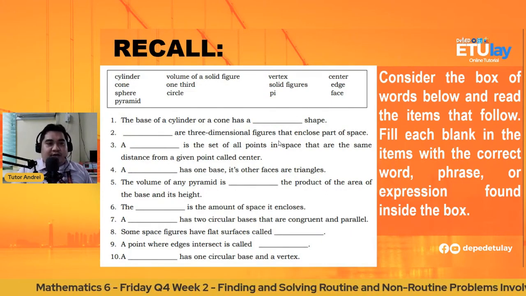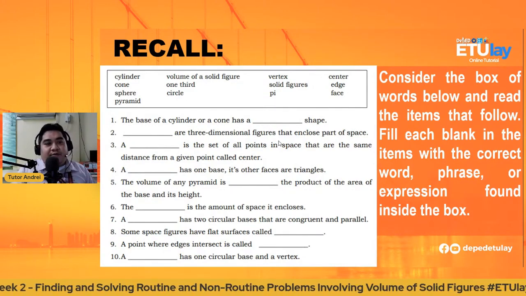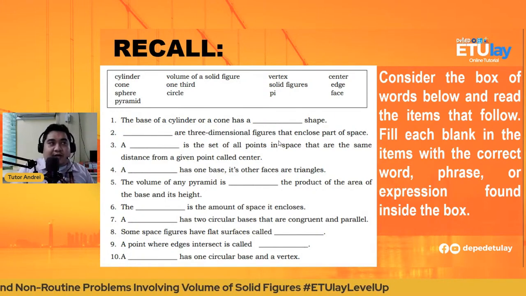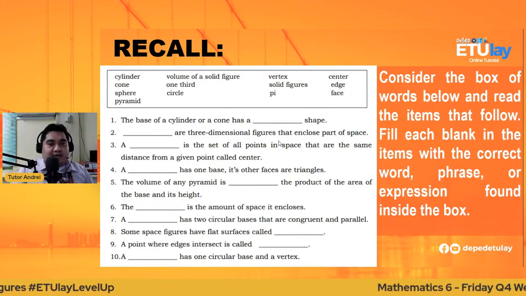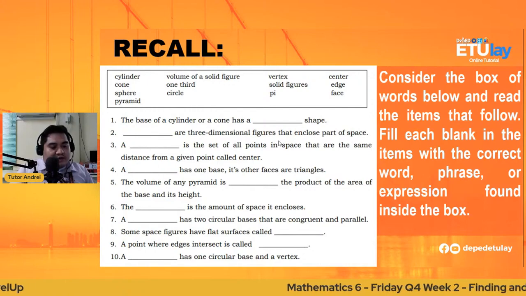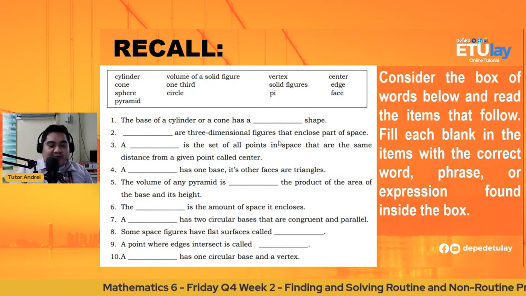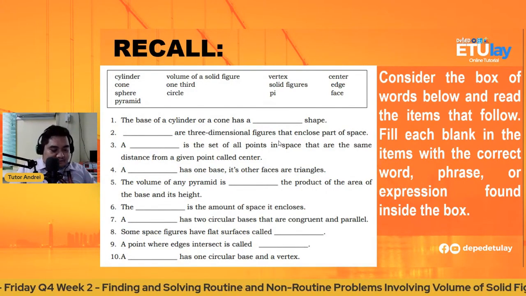Okay, sige. So, ayan yung mga choices natin. We have the words cylinder, cone, sphere, pyramid, volume of a solid figure, 1/3, circle, vertex, solid figures, pi, center, edge, and face. Okay, sige nga. So, maghihintay ako ng mga sagot ninyo, my dear students. So, pakilagay na lang po ang mga sagot sa ating chat box. Sige nga.